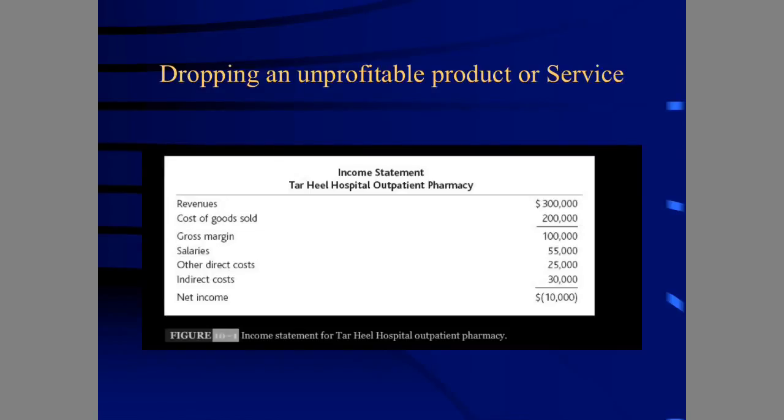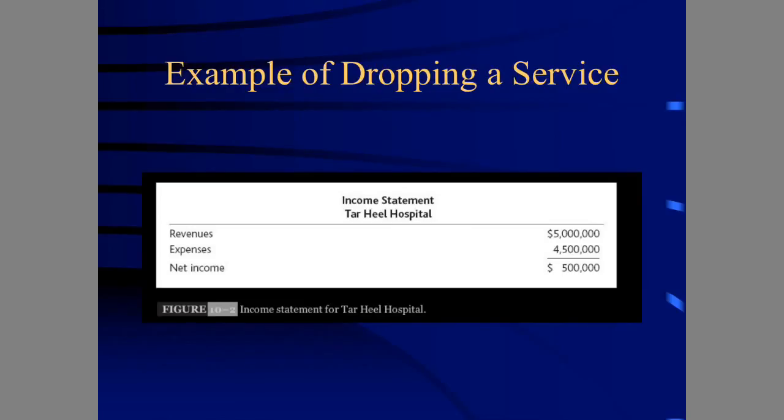Basically, they look at the revenue they're bringing in, the total cost of goods sold, and the gross margin. They're looking at the salaries, other direct costs, and indirect costs. Right now, the outpatient pharmacy this hospital has is losing $10,000 per year.